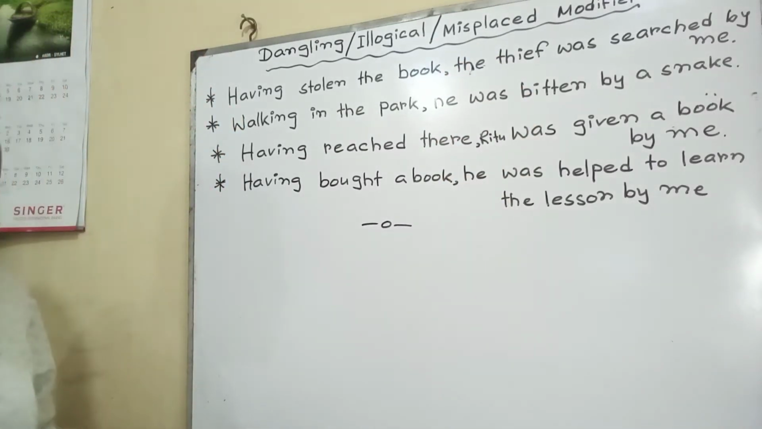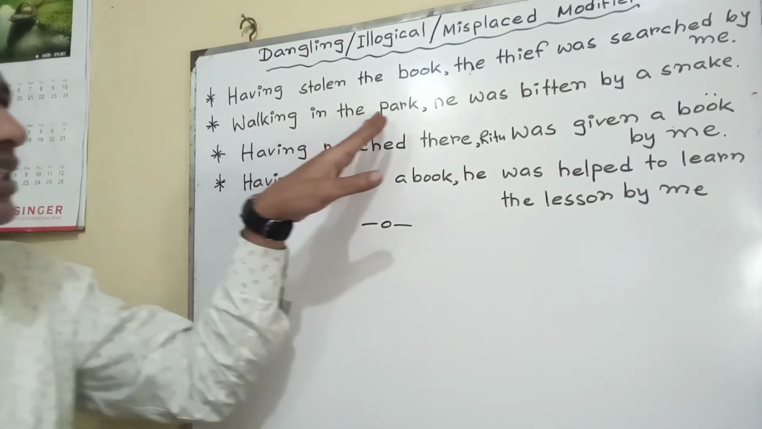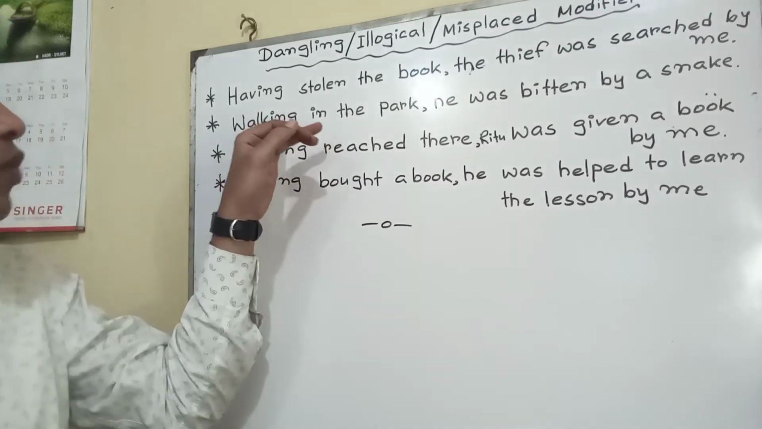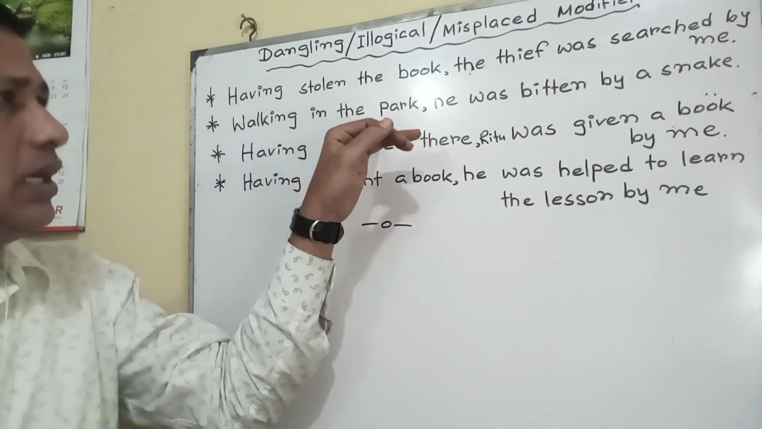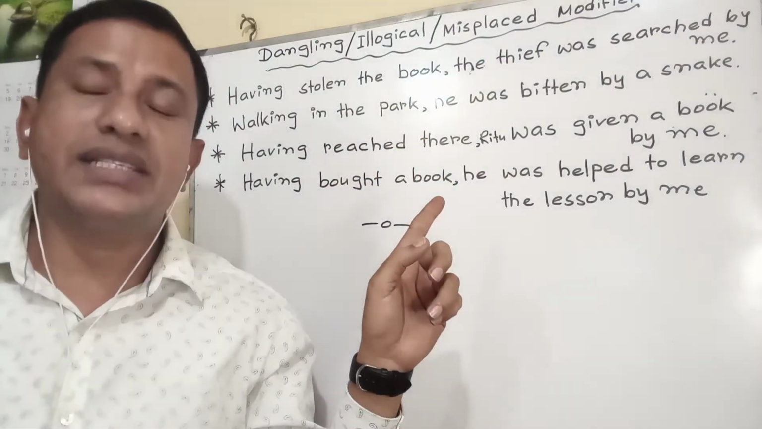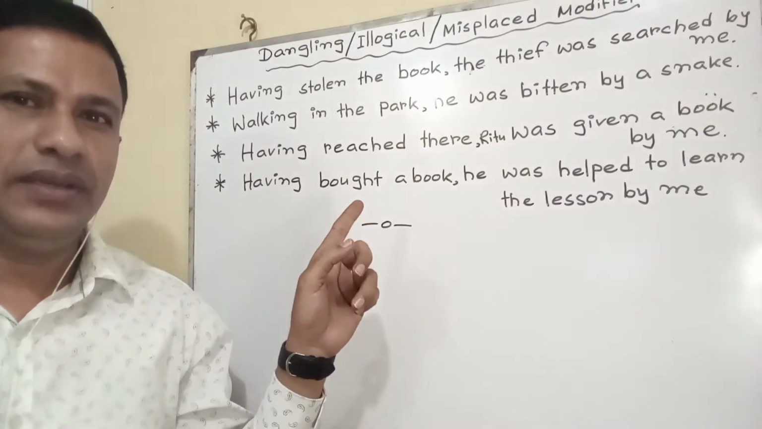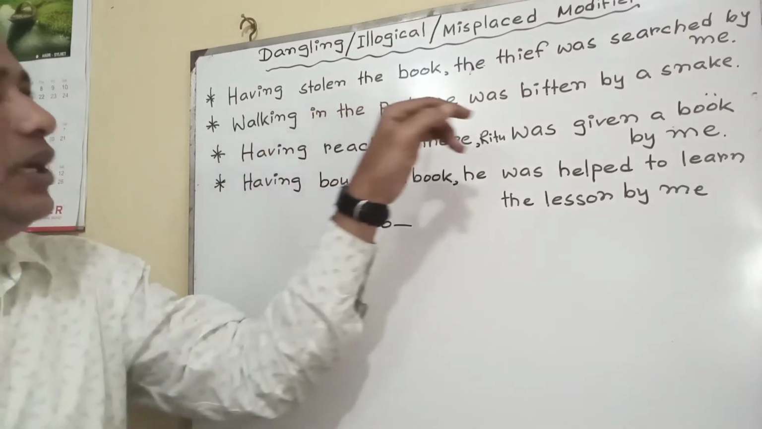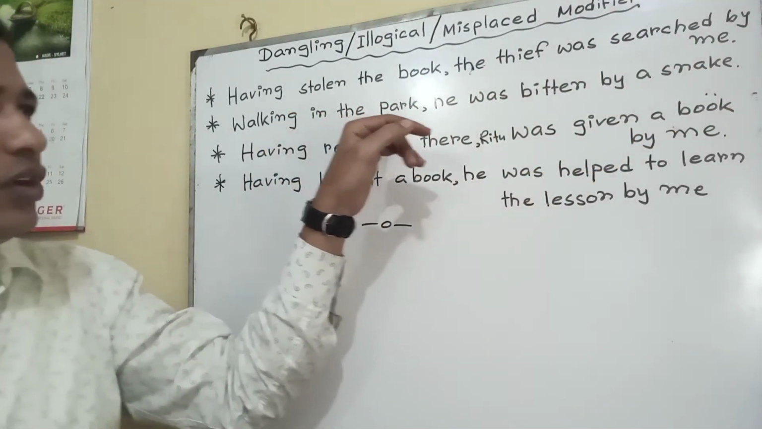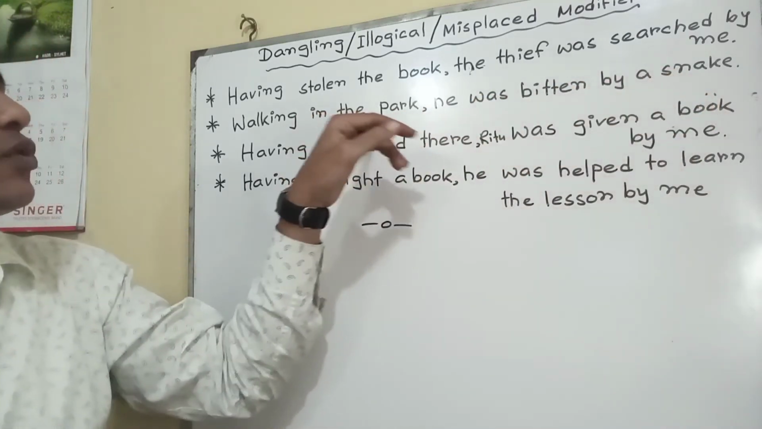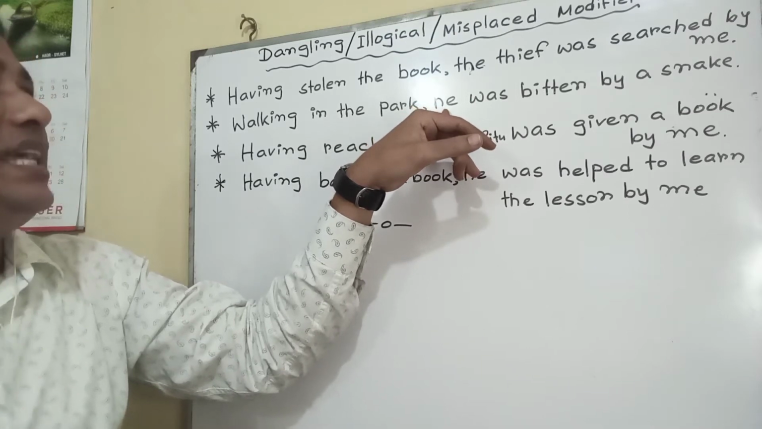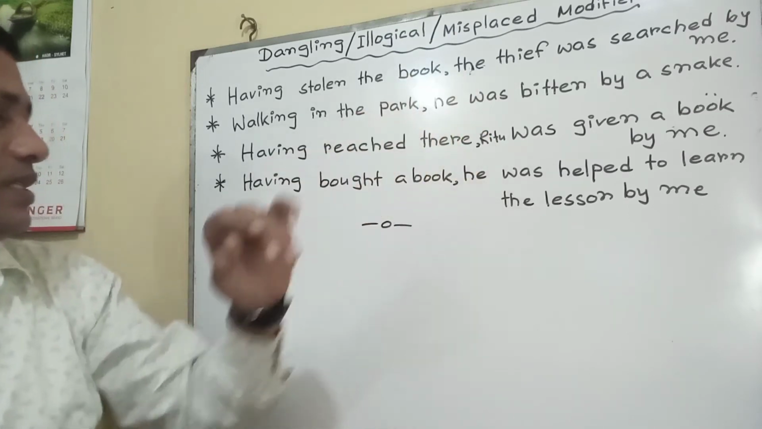In the second sentence, we can see that while walking in the park, he was beaten by a snake. Generally, the sentence should be while walking in the park, a snake beat him. A snake should be modified. But here you can see that he was beaten by a snake. That means this modifier is not modifying or qualifying this one, rather it is qualifying or modifying this one. That's why it is dangling or illogical or misplaced.